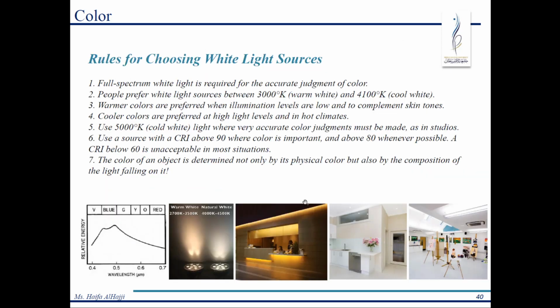These are general rules for choosing white light sources. So let's have a look at each one of them. As we can see, if you need to have a perfect judgment of colors, you need to have a full spectrum white light, which is usually the natural daylight. And as we said earlier, as humans, we prefer the white light that ranges between 3000 Kelvin up to 4100 Kelvins.